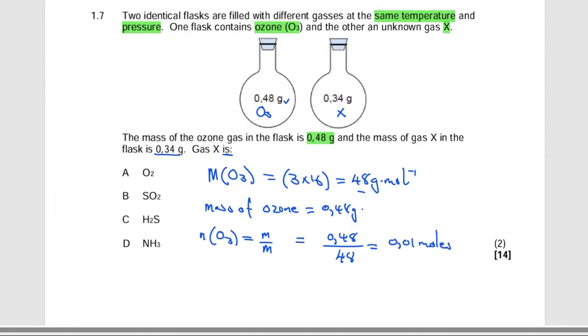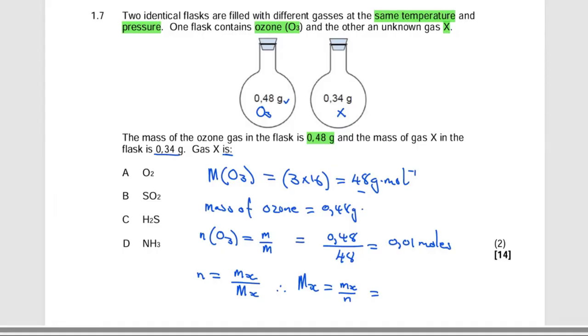So now we have the number of moles of our ozone. Then after that, we are going to formulate a relationship. In terms of the unknown X, I'm going to say the number of moles is equivalent to mx, the unknown mass, all over the molar mass. Then I'm going to make the molar mass the subject of the formula. So the molar mass of this unknown is going to be mx, the mass of this one, all over the n, right?